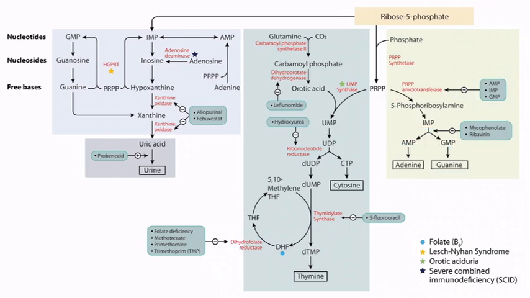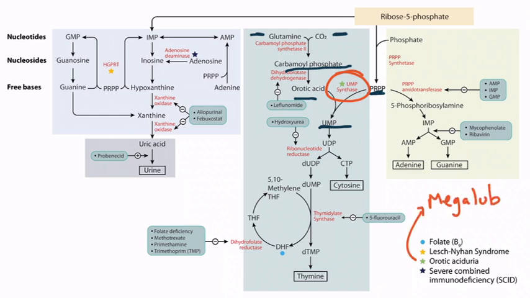Pyrimidine synthesis begins with glutamine and carbon dioxide combining to form carbamyl phosphate. This is converted to orotic acid, which then combines with PRPP to form uridine monophosphate, or UMP. Notice that this step requires UMP synthase, which you can see right here. Also notice that a deficiency of this enzyme is associated with orotic aciduria. Orotic aciduria results in megaloblastic anemia.